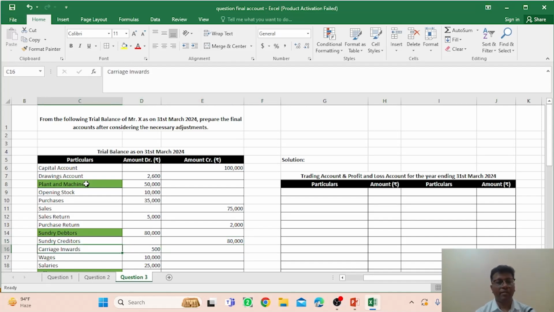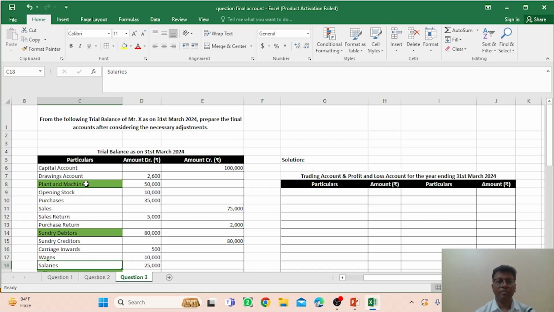Carriage inward, again, if you are buying some material, some goods, that is purchase, and you are making some payment towards the expenses of carriage, so this is the direct expenses related to your purchase, your production, your manufacturing, so it would be shown in the debit side of trading account. Wages, you are paying your workers who are involved in manufacturing, in production, in factory. So that is the direct expenses would be shown in the debit side of the trading account. And salaries, indirect expenses, because the employees would get the salary remuneration. It is the part of the P&L account debit side.